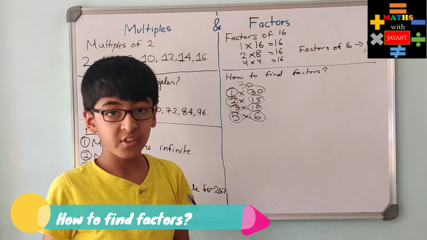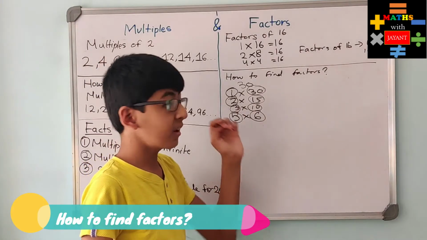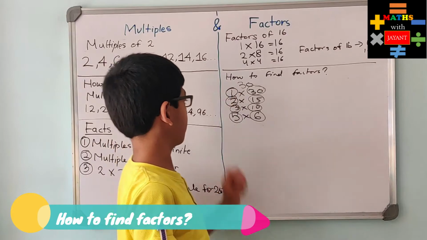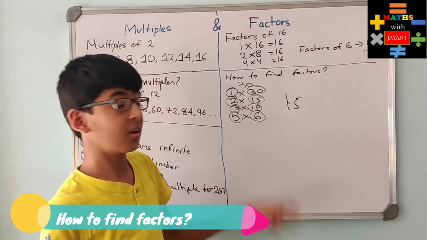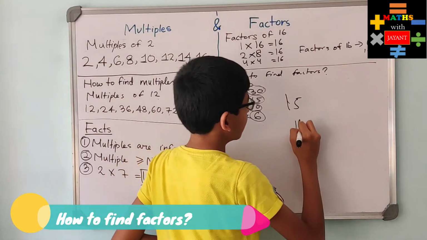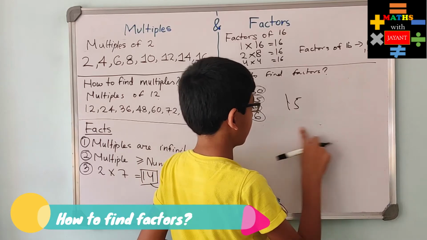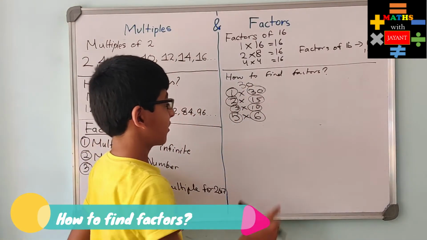Now don't you think this is a really time-consuming method? So first, where do you need to check till? You only need to check till half the number. So for 30, you just have to check till 15. You don't need to check any further, because there won't be any number that gives us 30. So now let us check.